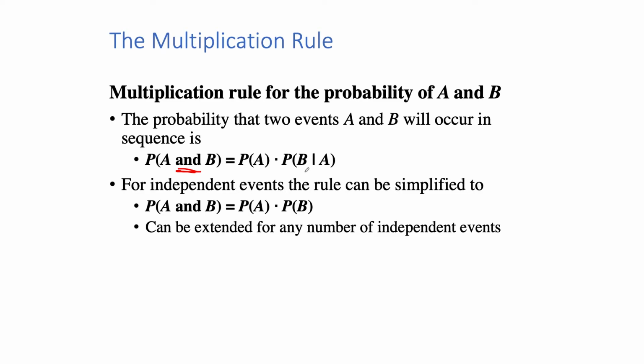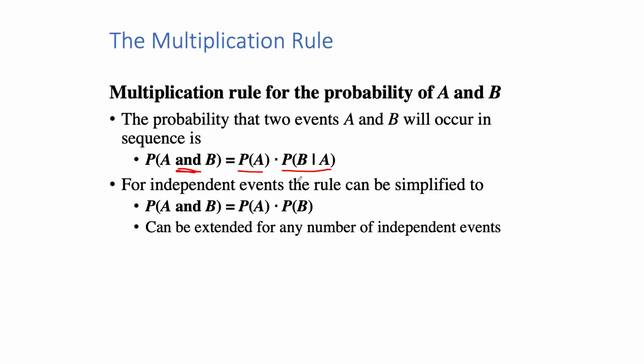So intuitively, what the formula says is that it should be just the probability that A will happen, because A happens first, times the probability that B will now happen given that A has already happened. So intuitively, it makes complete logical sense that this is the way to express this. The probability that two events A and B will occur in sequence is the probability that A will happen anyway, because that's what happens first, times the probability that B will now happen given that A has already happened.